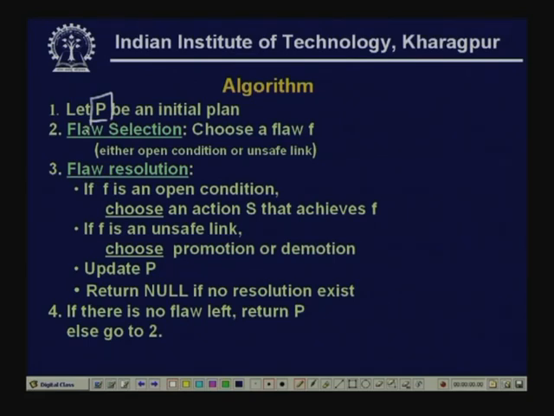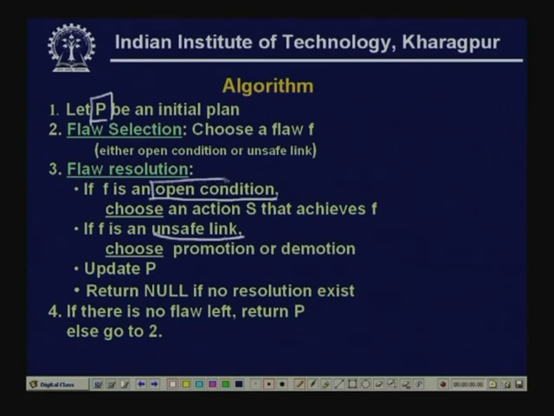Eventually we have to remove all the flaws in the planning algorithm, and the order in which we choose the flaws may have a bearing on how fast we solve the problem. But irrespective of which flaw we choose first, we can choose the flaws in any order and we will get the same solution. So, we have to choose a flaw, and depending on the nature of the flaw, we have to take certain steps. As we mentioned, flaws are of two types: an open condition is a flaw, or an unsafe link is also a flaw.